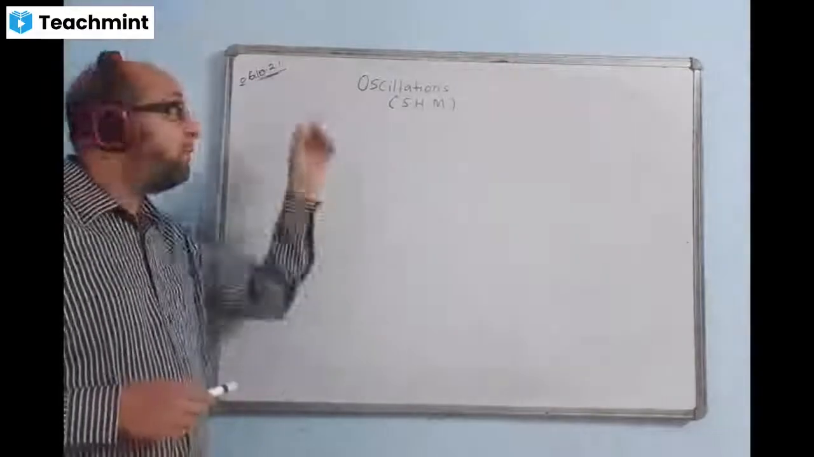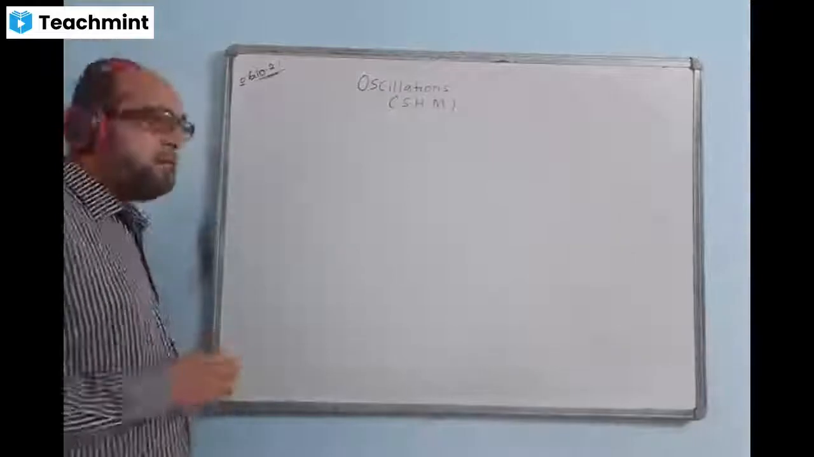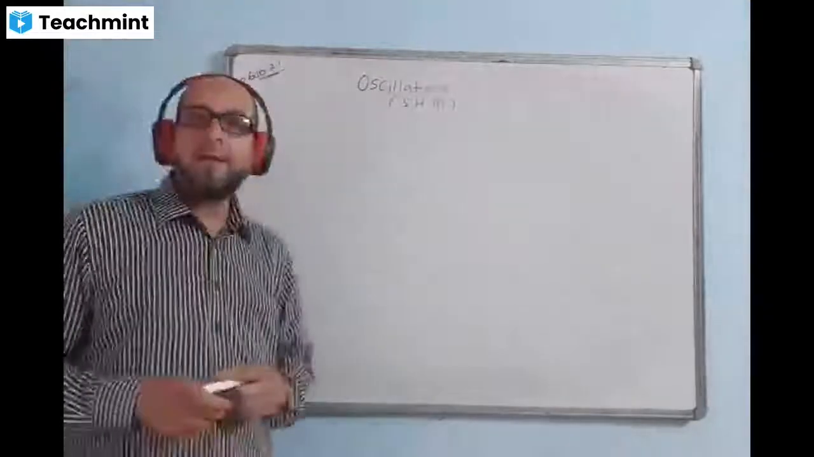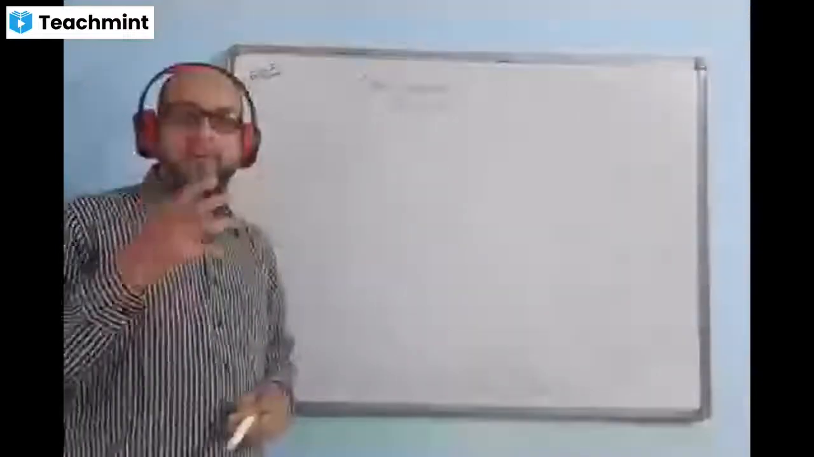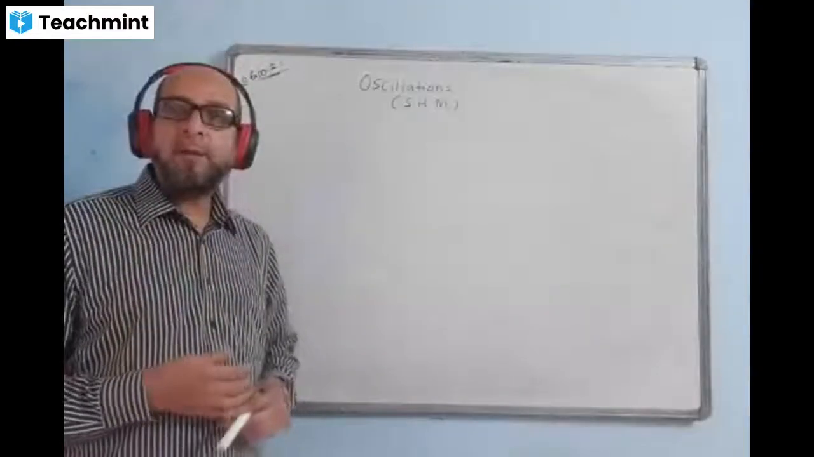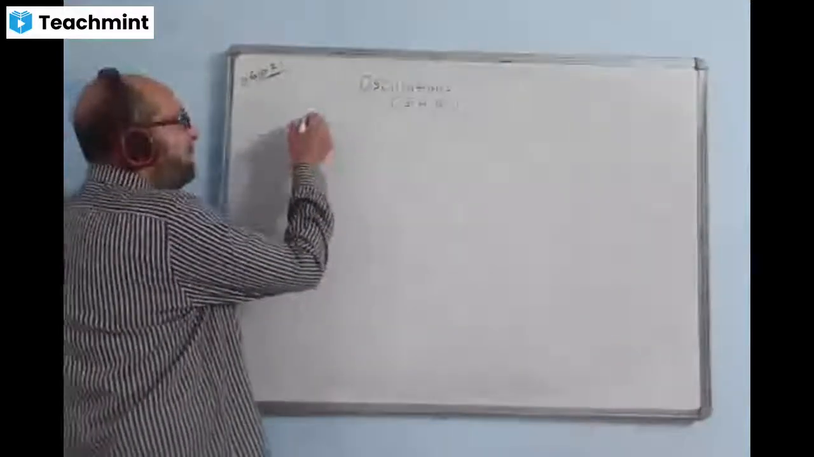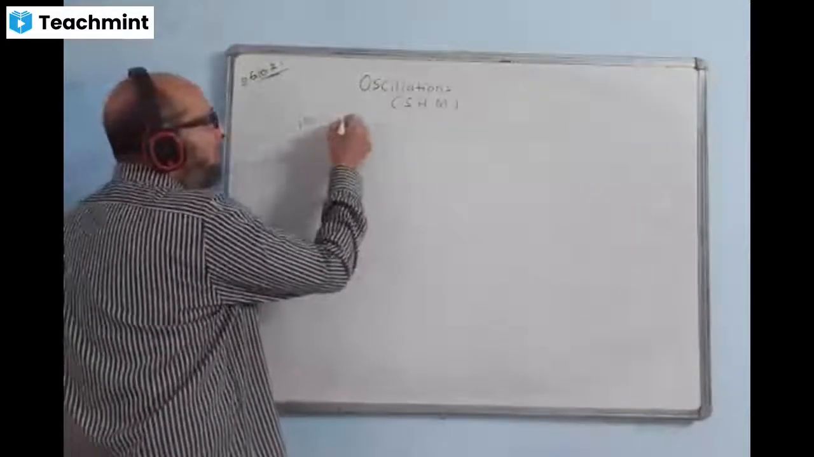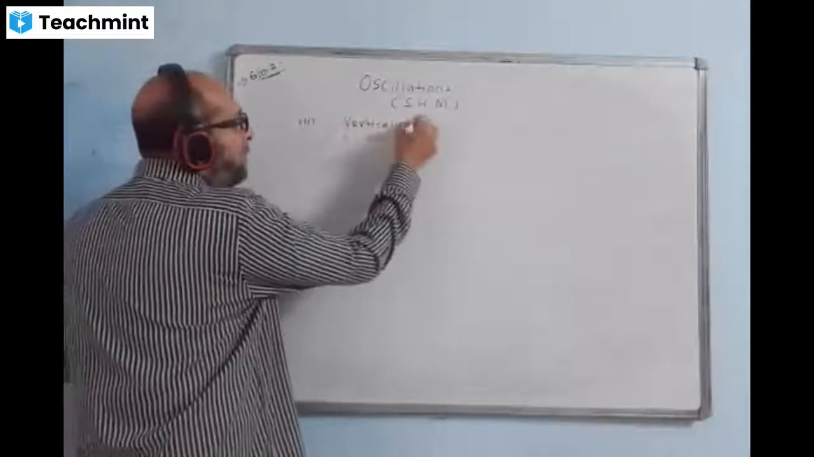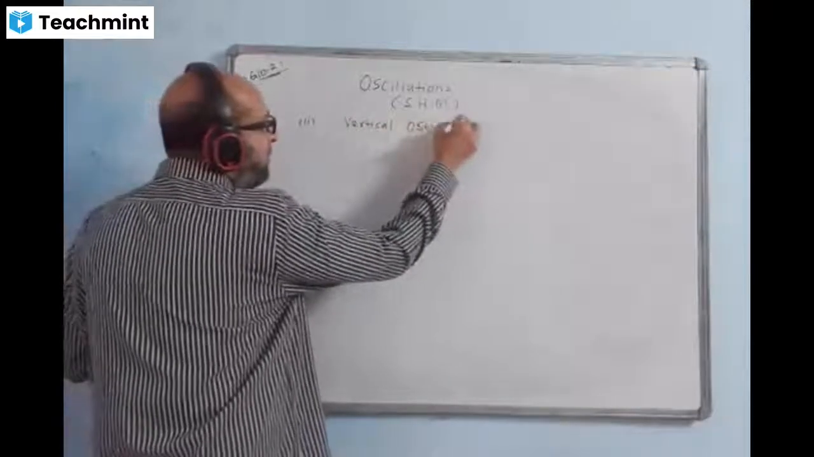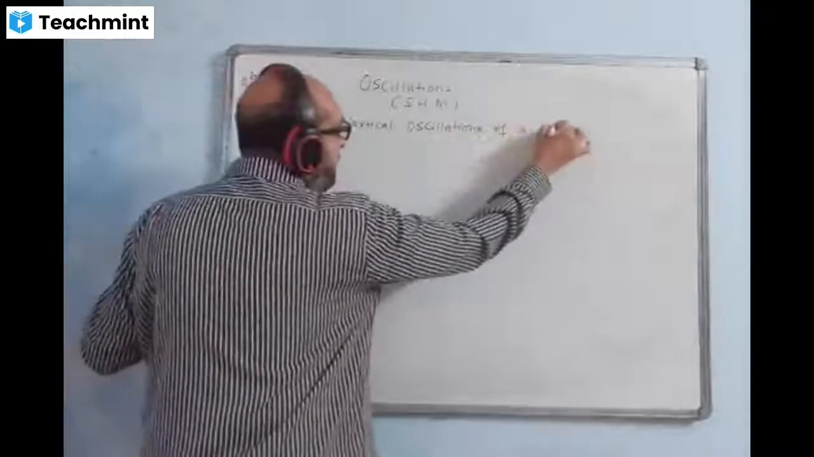We will continue with the same chapter. Give heading. I think in the previous class I showed how the motion of a simple pendulum is simple harmonic and what is the time period. Same way, second heading we give now: vertical oscillation of a spring.